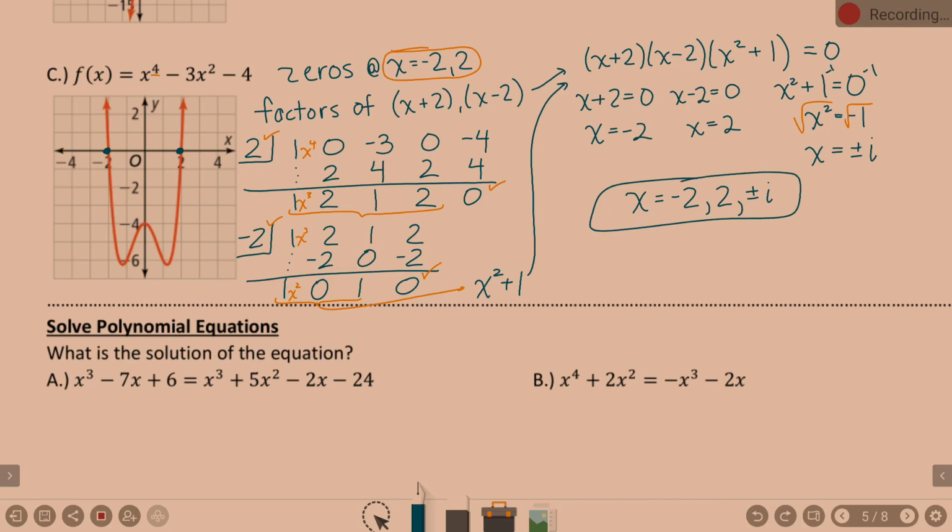How many answers did I end up with? 4. How many was I supposed to end up with? 4. It was x to the 4th. So there's going to be 4 total solutions. Negative 2, positive 2, and then I wrote this one as plus or minus, which technically I could have written as plus or minus 2. I just didn't.